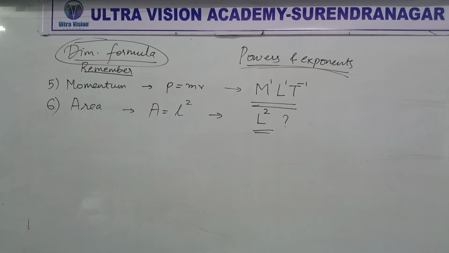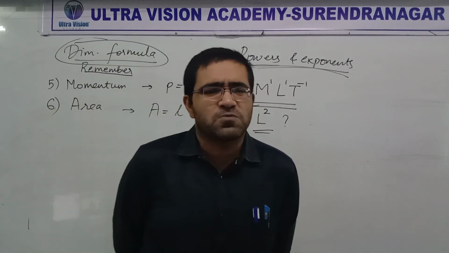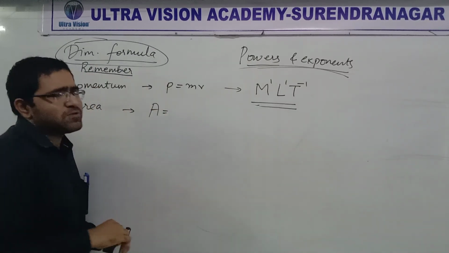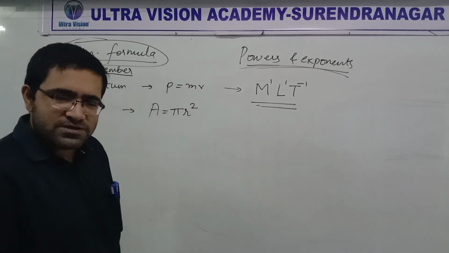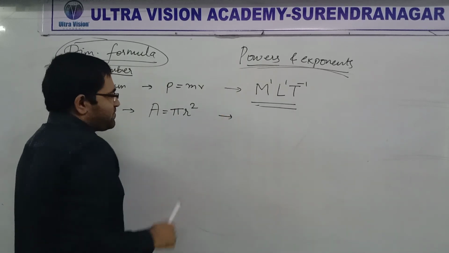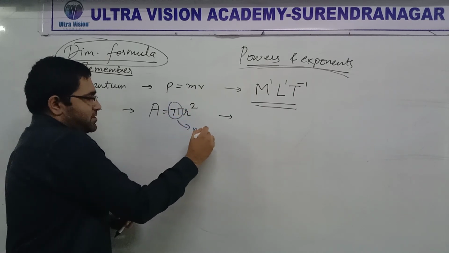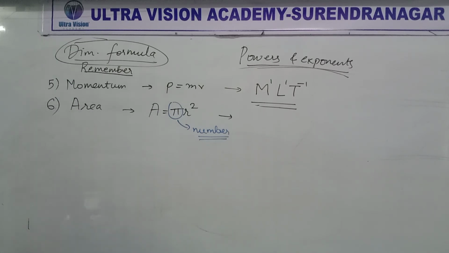You might say, what if we find it some other way? Suppose you don't like A equal to L square. Suppose you don't want to use that formula. Let's say you use another formula and see what happens. Suppose pi r squared. First of all, let's look at pi. What's pi? Pi is a number. It is not a quantity. It is a number. Clear?